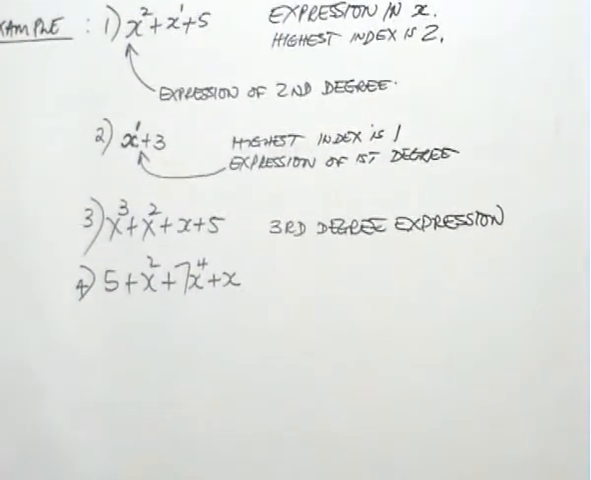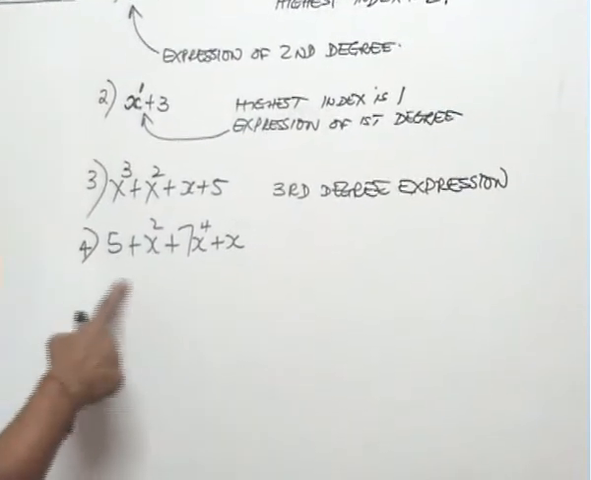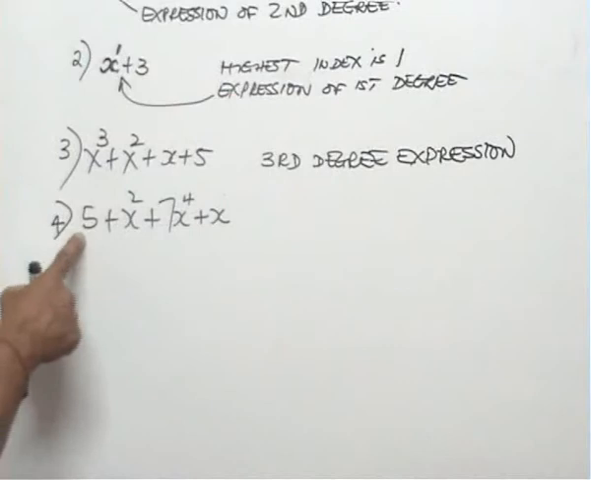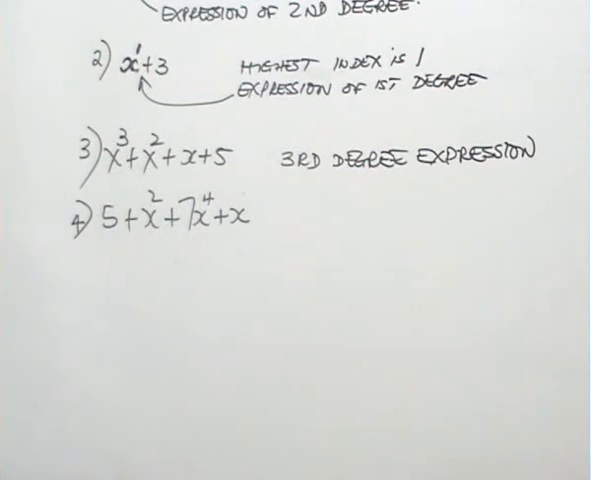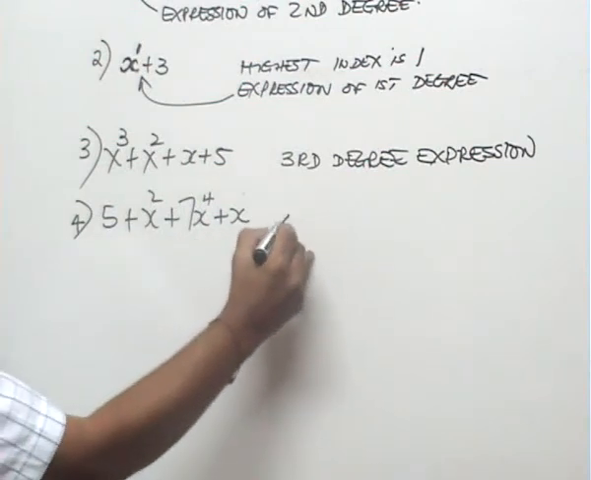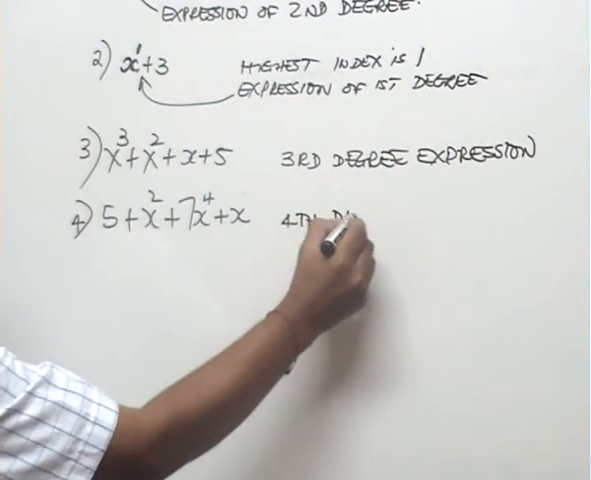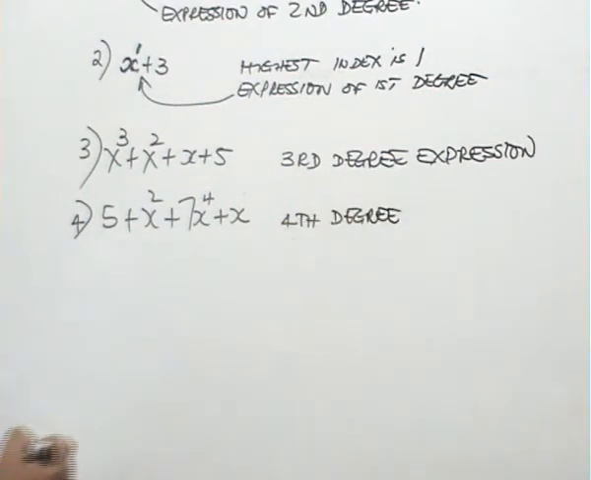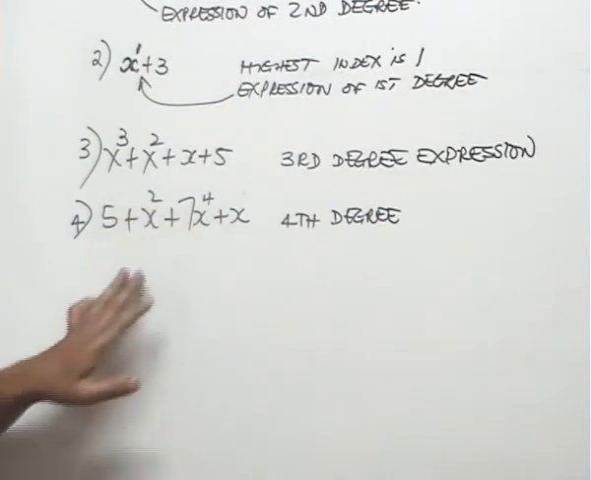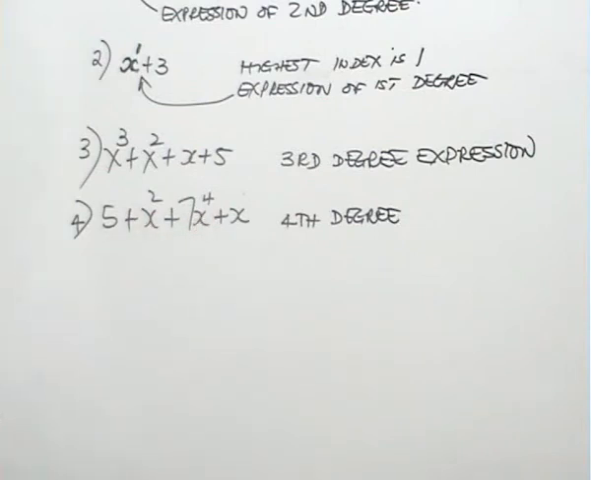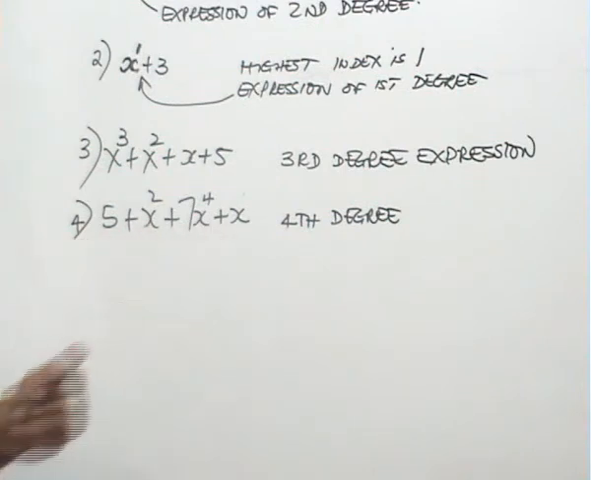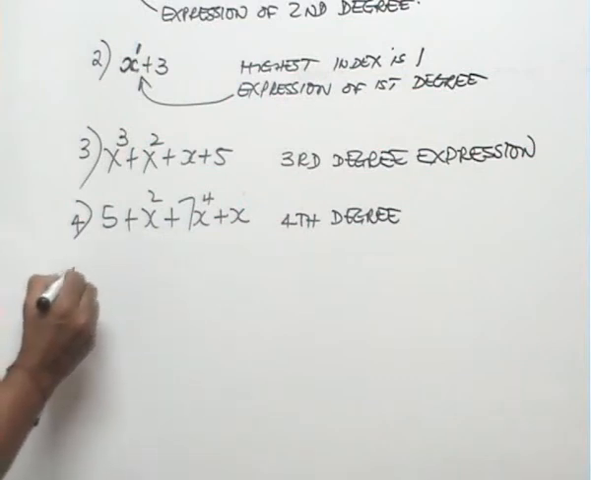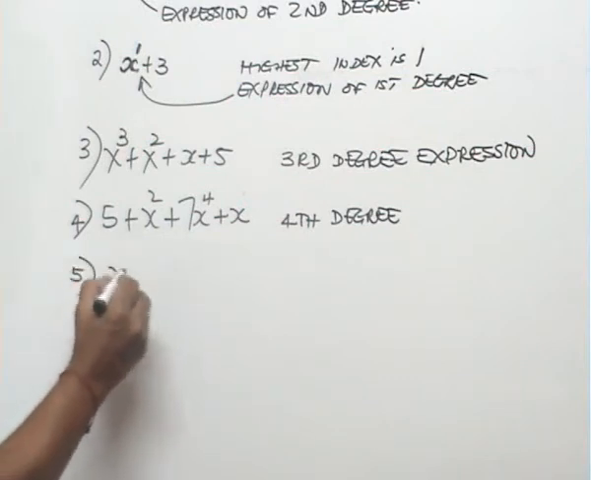If you look at this example, you'll have to read it from left to right. It is an expression in x, and the highest index is 4. So that's why this is a fourth degree expression. When we ask you what degree of expression it is, you got to look for the highest index of the unknown or the highest index of the base. We're not talking about numerical bases, we're talking about bases which are letters. Now let's make it a little complicated. Now you can get a question like this.